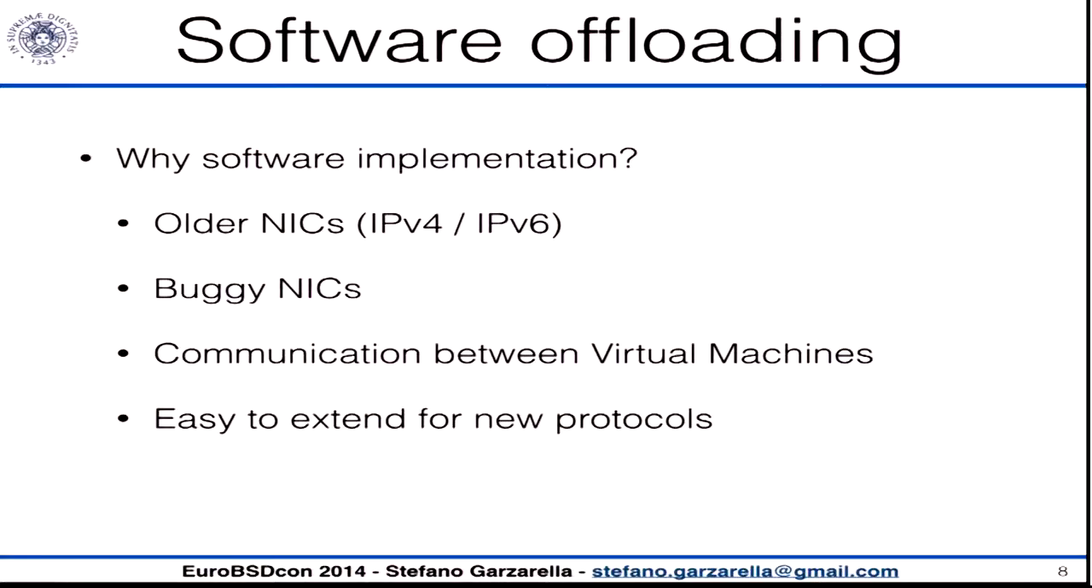Okay, why do we need a software implementation? There are several reasons. For example, if we have an old NIC that supports only IP version 4, the hardware upgrade is really difficult. Or if the card has a malfunction in the offloading system, it cannot be used. Or if we don't have the hardware in the communication, for example, between virtual machines, we need a software mechanism to do the segmentation. In all these cases, it's useful to have a software solution to allow us to obtain the same benefit. Finally, the software is easier to extend than hardware to support new protocols or to fix bugs.